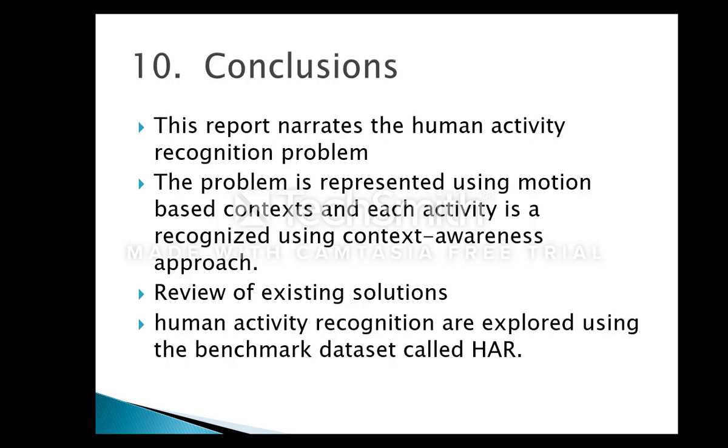Here is the final part of this presentation, the conclusion. This report narrates the human activity recognition problem and formulates it as a classification problem. The problem is presented using a motion-based context, and each activity is recognized using a context awareness approach. A detailed review of existing solutions is presented in the report. The commonly used classifiers for human activity recognition are explored using the benchmark dataset called HAR. The results show that bagging and random tree outperform other classifiers. In future, we will try to explore a new technique based on a hybrid of bagging and random tree to improve the accuracy of the classifier.